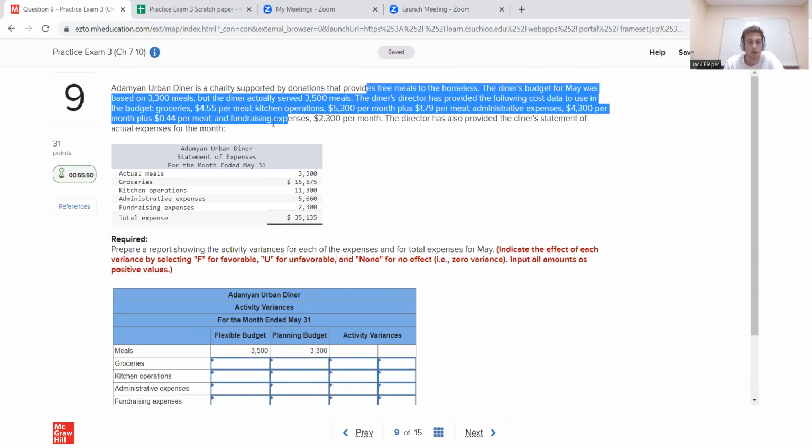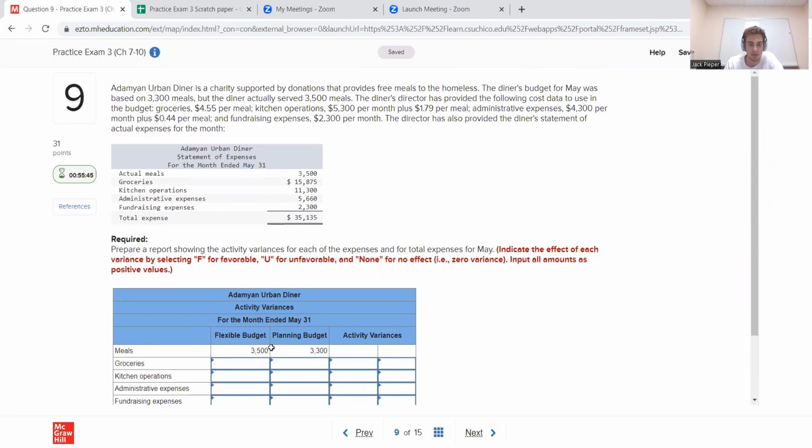We're gonna do the meals, right? It looks like we only have one cost driver for these. It's just the number of meals, but you might have multiple. So make sure you're looking at whether it's per meal or per machine hour or whatever. Whenever it says per meal, multiply by the number of meals.